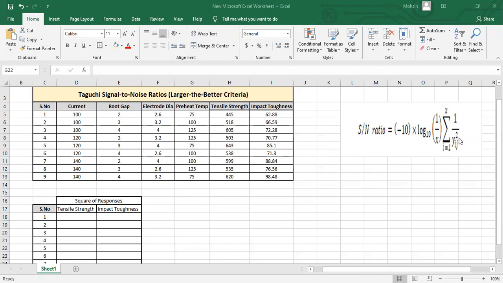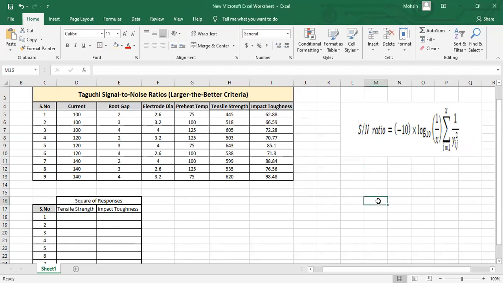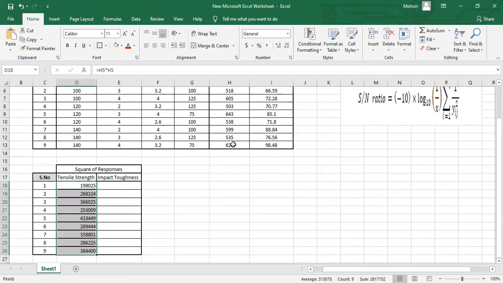We will have to take the summation of all the yijs for the tensile strength. However, in this case, there is only one replication, so the value of x becomes 1. So first of all, what we will do is take the square of all the quality responses when we calculate the signal to noise ratio for tensile strength. Okay, I'm going to take a square of these values. So this cell multiplied by itself. I have taken the square. I will drag this down. So I have taken the square of all these values up till 620.